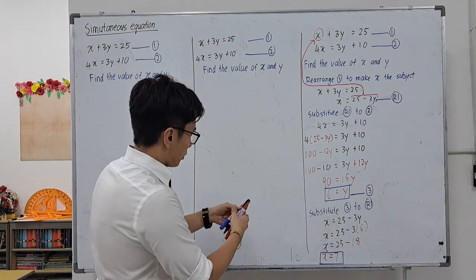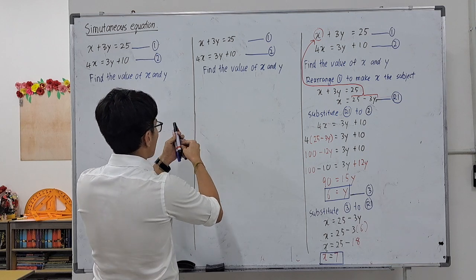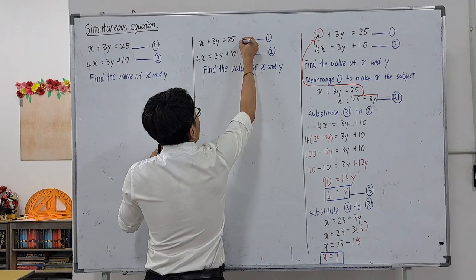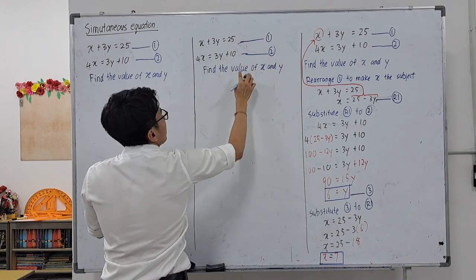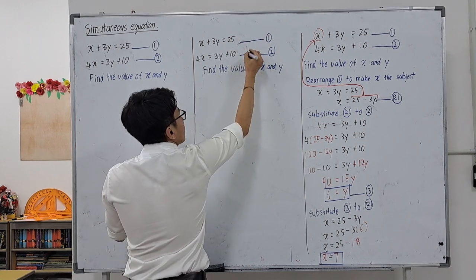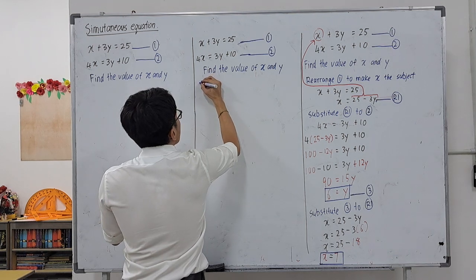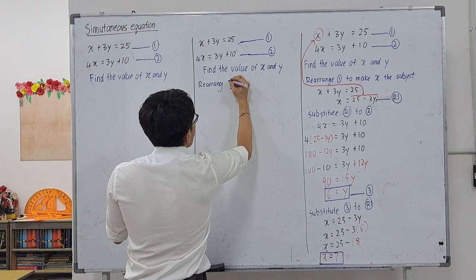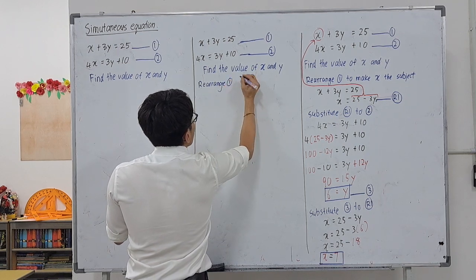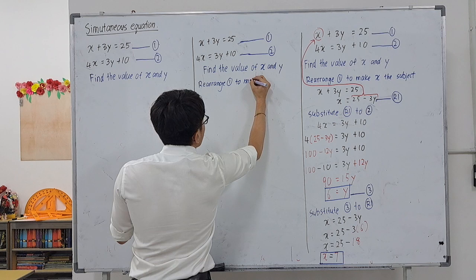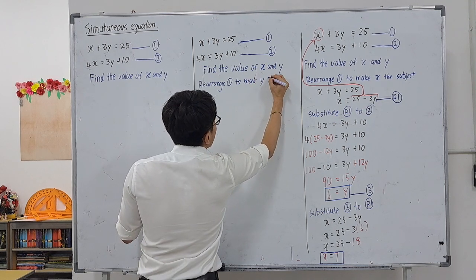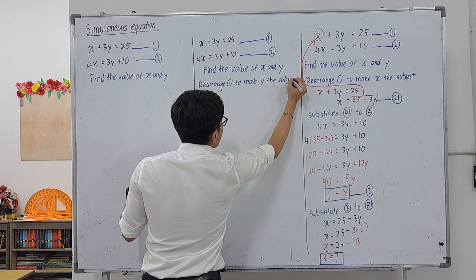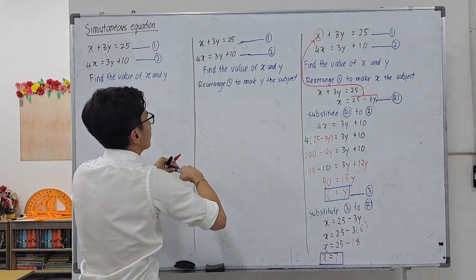Okay, so again, I have my equation 1 and equation 2. So instead of making X the subject, I'm going to make Y the subject now. So I want to rearrange equation 1 to make Y the subject. You can also do that as well. It's the same thing, it just might take a longer way.